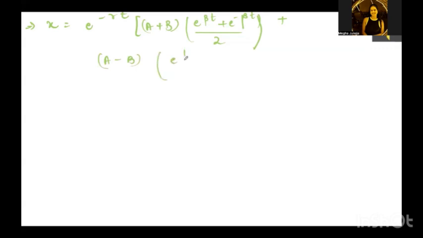x will be equivalent to e raised to the power minus rt, a plus b, e raised to the power beta t plus e raised to the power minus beta t divided by 2, plus a minus b, e raised to the power beta t minus e raised to the power minus beta t divided by 2. क्या किया हमने यहाँ पर?